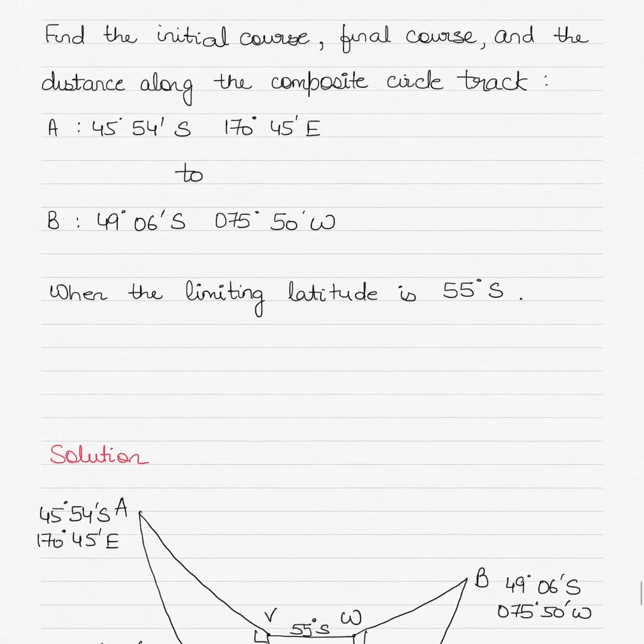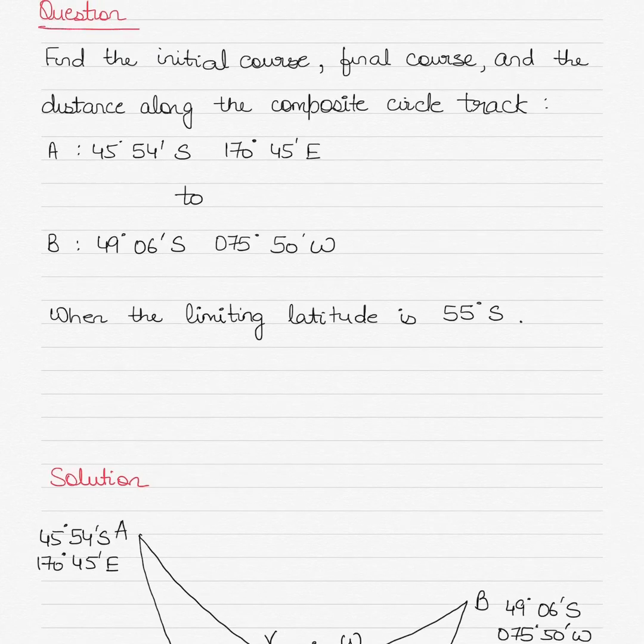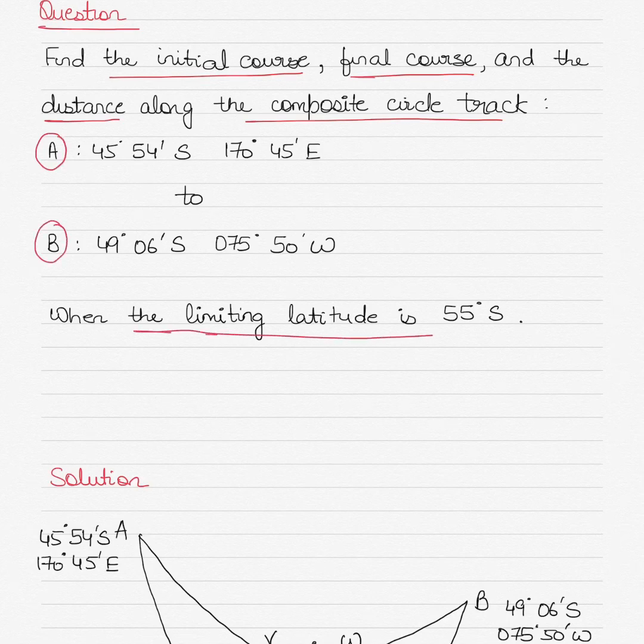The question says that you have to find the initial course, the final course, and the distance along the composite circle track between positions A and B. And the limiting latitude from the composite track is 55 degrees south. So the vessel cannot go anywhere south of 55 degrees.